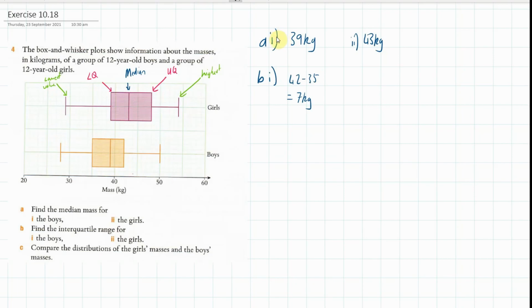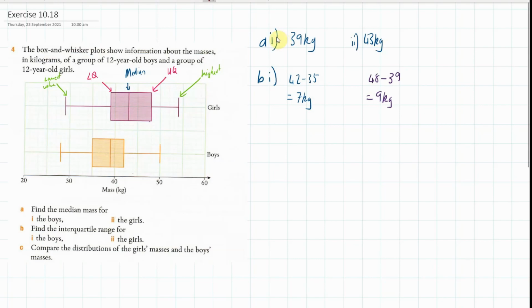Now we're going to do the same for the girls. The girls one is this bit here, which is 39 for the lower quartile, and the upper quartile is 48, I think. It's very hard to see here. So we're going to go 48 minus 39, and that is equal to 9 kilograms. So the girls' interquartile range is slightly wider than the boys' interquartile range. The data is a little bit less compacted. So the boys, their middle 50% is closer together in mass than the girls.